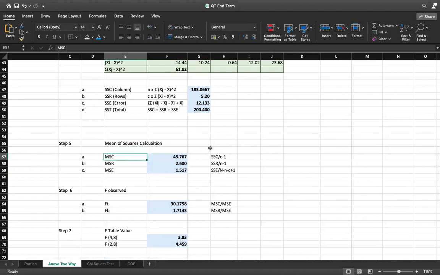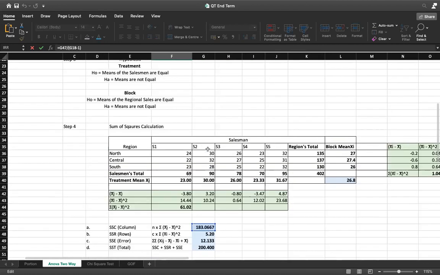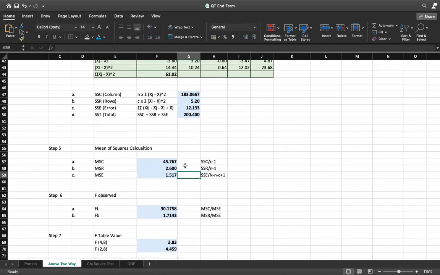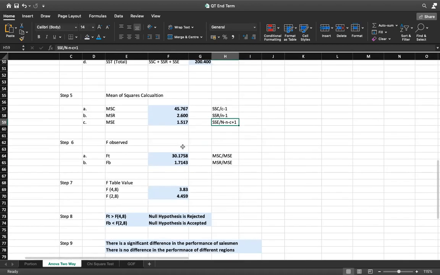So your MSC is basically SSC divided by C minus 1. So C is our 5, so 5 minus 1. I've written down the formulas out here. It's the same thing that you do for MSR and MSE. So you find your mean of squares calculation.